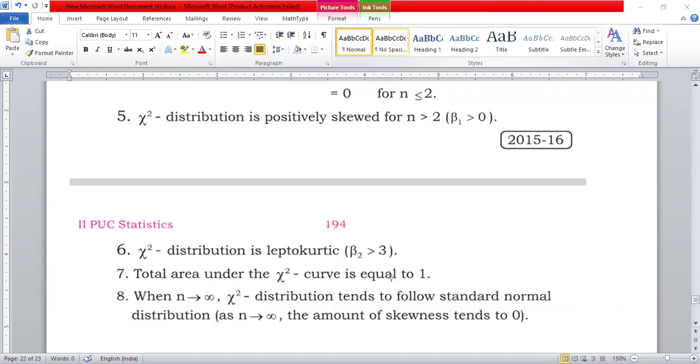So very important. This is the chi-square distribution. Here, the important points are beta 1, beta 2, and the total area under the chi-square curve being 1. What is the mean? What is the variance? What is the range? And what is the parameter?